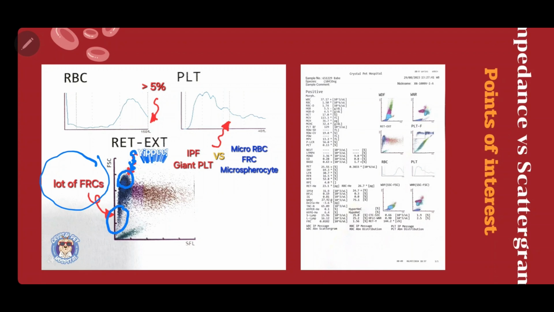In cases of IMHA, there will be a significant production of reticulocytes. This is their pattern. And there are usually quite a lot of NRBCs as well. Therefore, for those analyzing the scattergram, the first important thing to note is the FRC.